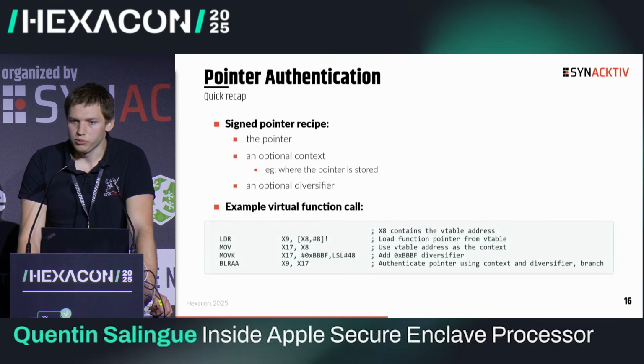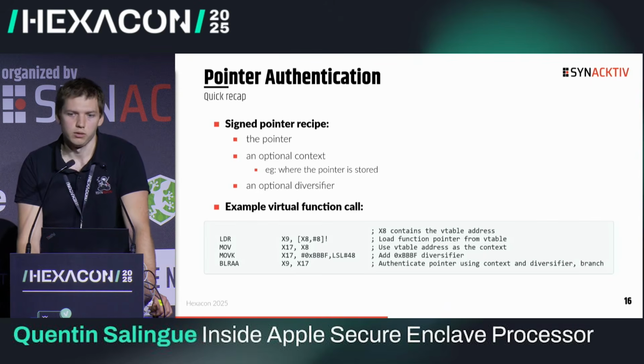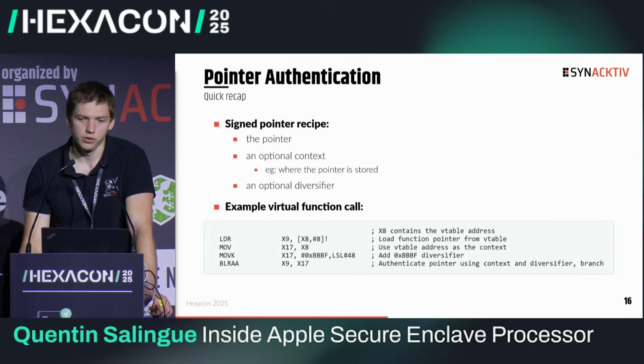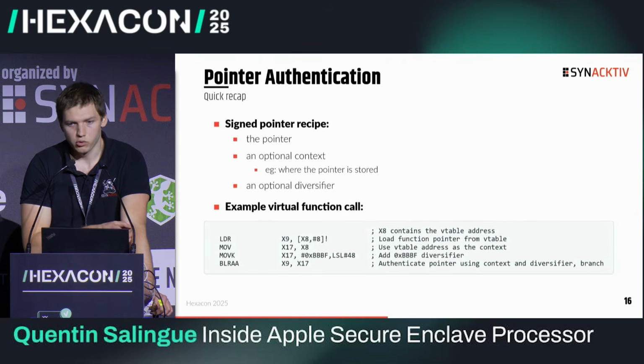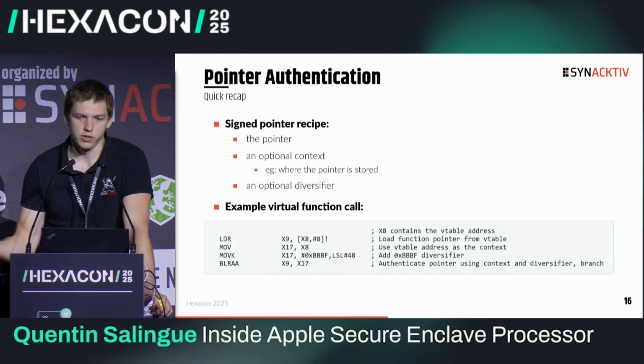A quick example with a virtual function call. We have a vtable in X8. We will first load the pointer in X9 from the vtable. We will use the vtable as the optional context and put it in X17. And we will also add the 0xBBBF diversifier. And then we will call BLRAA to verify the signature of the pointer with our context and branch to it if it's a valid signature.